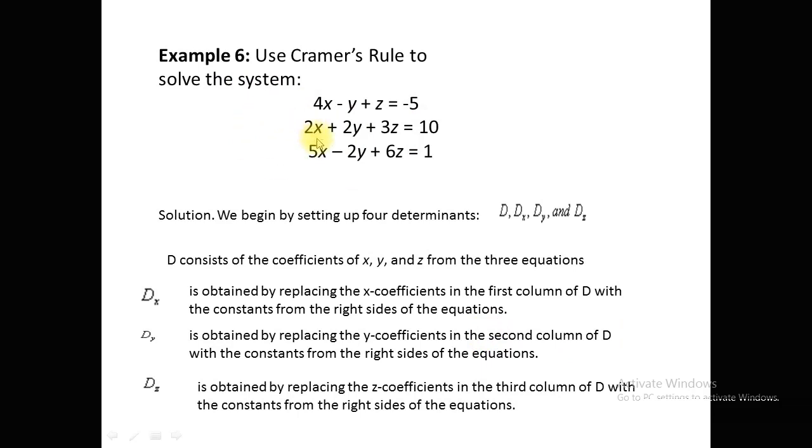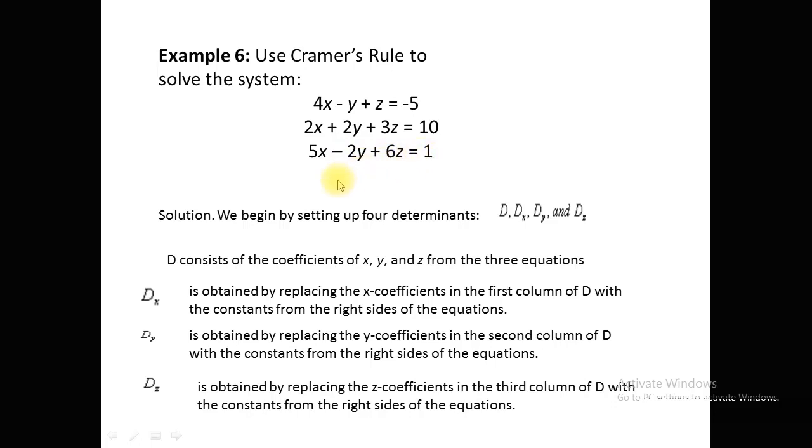Now dear students, this is the last example of this topic. Suppose we have a system of three equations: 4x minus y plus z is equal to minus 5, and another equation 2x plus 2y plus 3z is equal to 10, and the third equation is 4x minus 2y plus 6z is equal to 1.